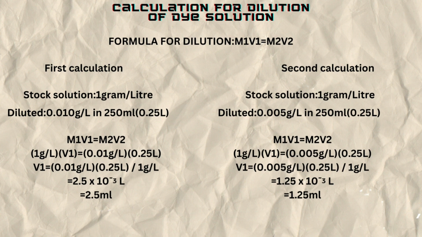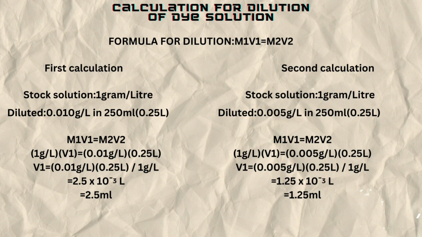Why do we use 250 mL as our volume? That's because we use a 250 mL volumetric flask. So we insert all the data and calculate it, and we get 2.5 times 10 to the power of negative 3 liter, or 2.5 mL. That is the volume of dye solution that we need to use.